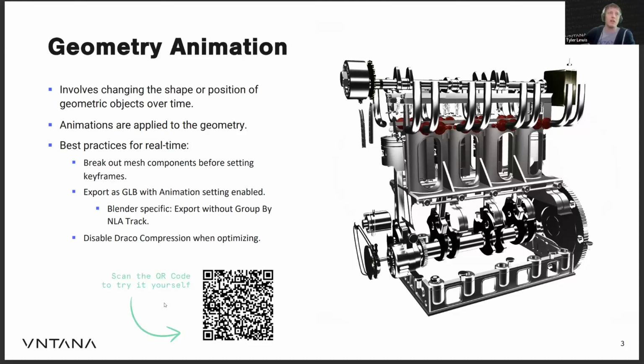But just to recap the geometry animation, it helps if we have our asset broken up into individual mesh components prior to export. And then when we do export as a GLB, we need to make sure that group by NLA track is not enabled on export. And then when we upload to platform, we need to make sure that we disable Draco compression.